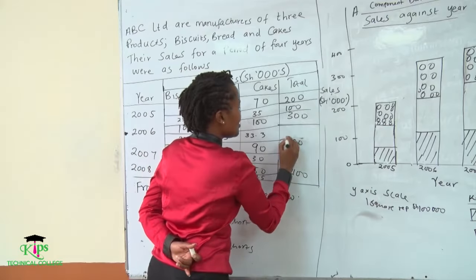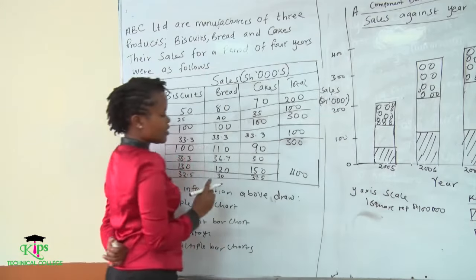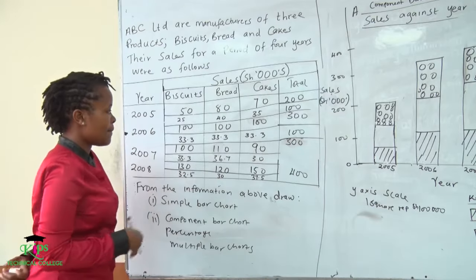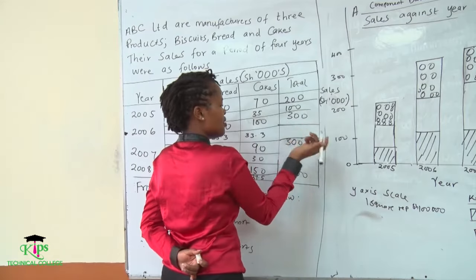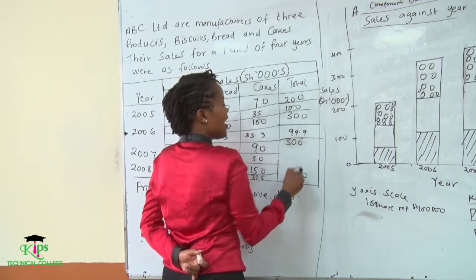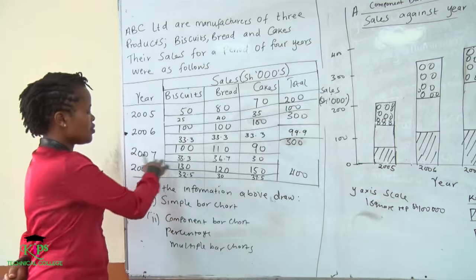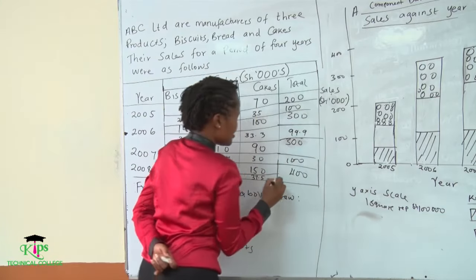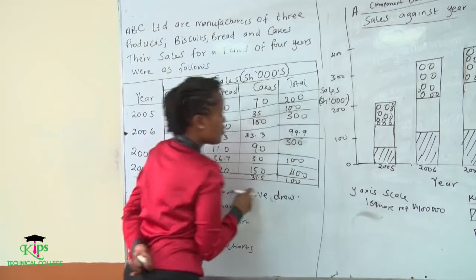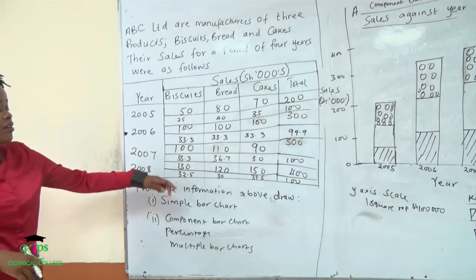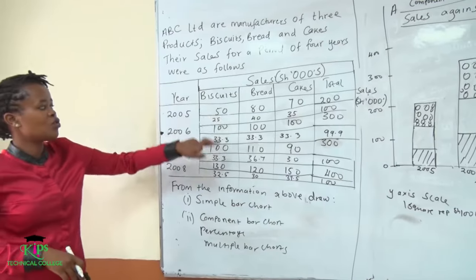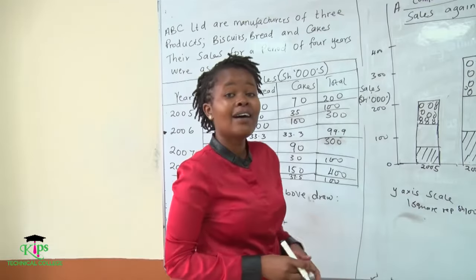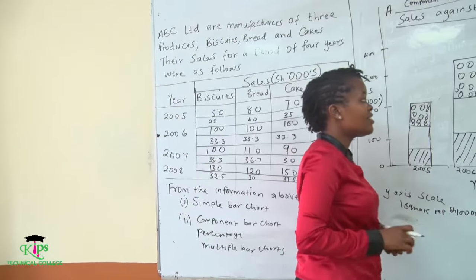So in this case, this is supposed also to give us 100, but due to the decimals, you realize that this is simply giving you 99.9. But 99.9, if you round off, is basically 100. Then you do the same for 2007. This should give you 100. Then lastly it should also give you 100 if you add this. Remember, you are converting the components into 100. Then you draw your percentage component bar chart.